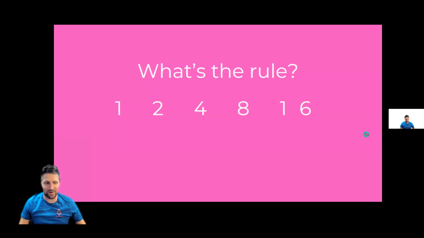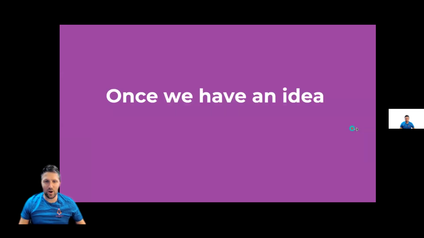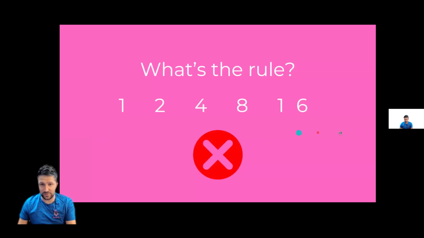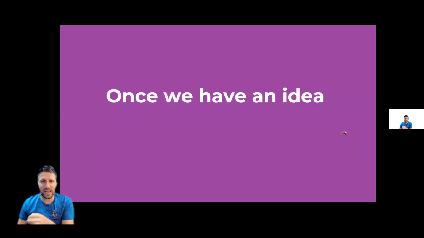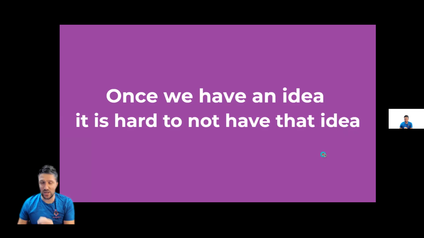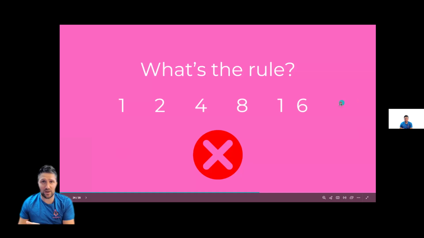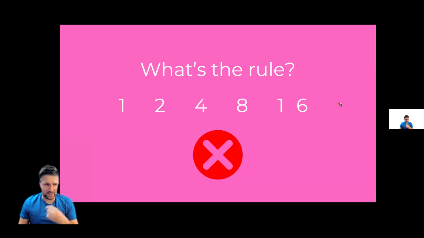Okay, no one's given me the right answer yet. And what hopefully you're finding here is once we have an idea, so a lot of us thought double. If you see this, you're going to think double. Once we have an idea, it's hard not to have that idea. Coming up with the second rule for a sequence is incredibly difficult because to us all, it made sense that the first rule was double. That's what you've said. So to me to say that's not the rule makes it incredibly challenging for you to try and spot what the rule is.